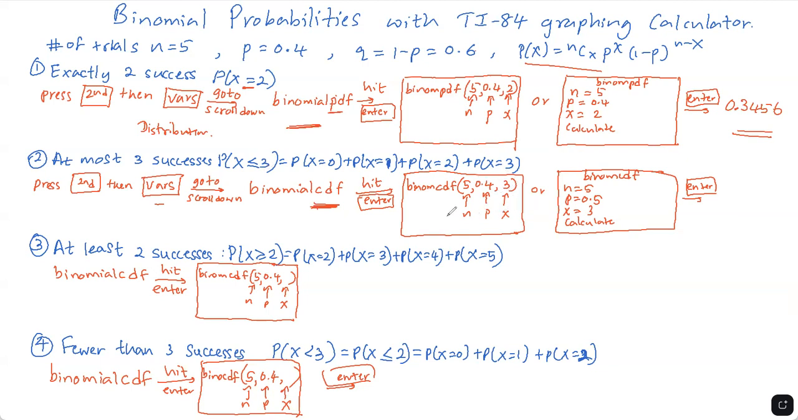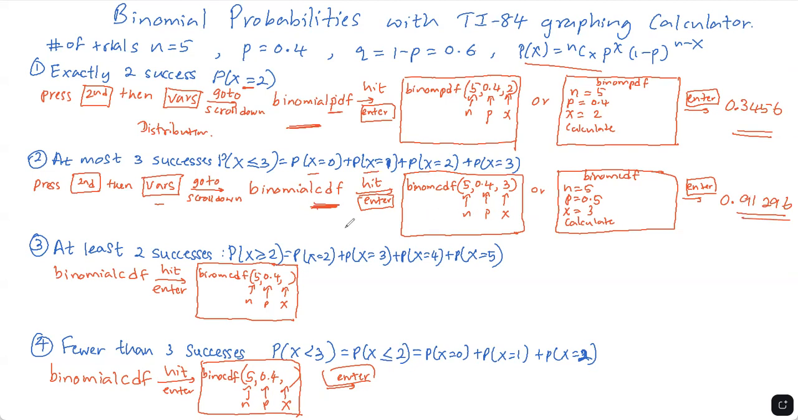So this function is going to calculate this probability and add it to the next one and then add to the next one and so on up to 3, and then it gives you the final answer when you hit the enter button. So the final answer for this one will be 0.91296.